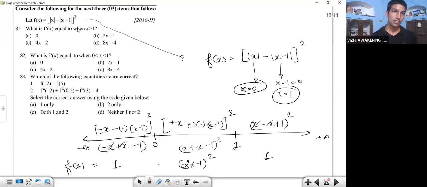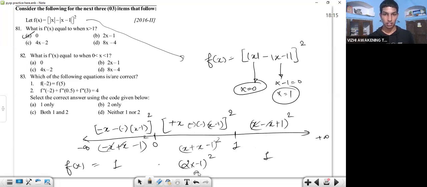So now let us discuss the question. We had to find f dash of x when x is greater than 1. So for x greater than 1, the function is 1. So the derivative of the function here would be 0 because it is constant with respect to x. The derivative is 0.